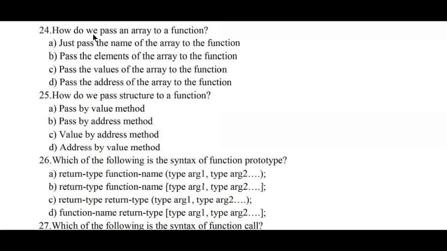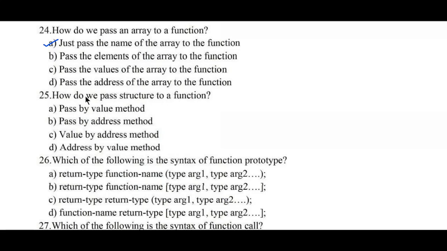Question number 24. How do we pass an array to a function? Option A, just pass the name of the array to the function. B, pass the elements of the array to the function. C, pass the values of the array to the function. D, pass the address of the array to the function. So here the first option, just pass the name of the array to the function, is the right answer.